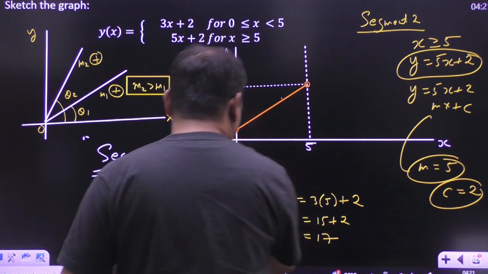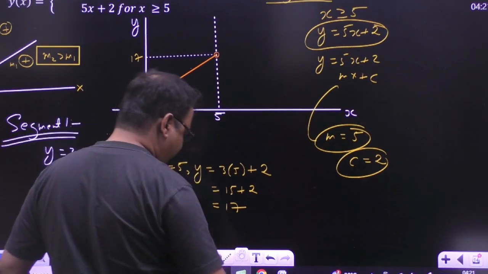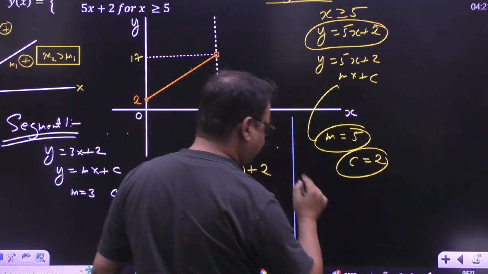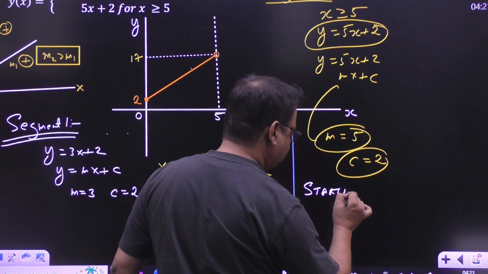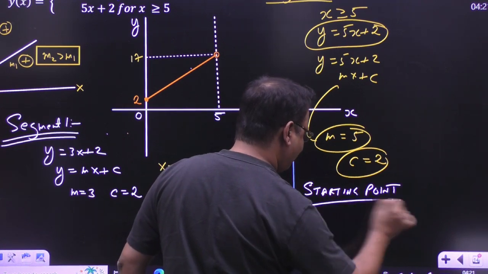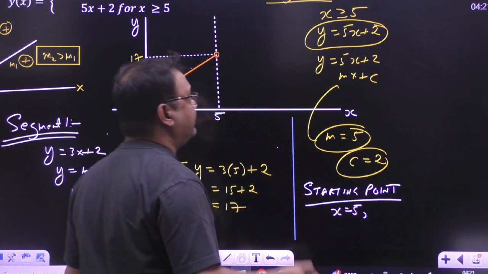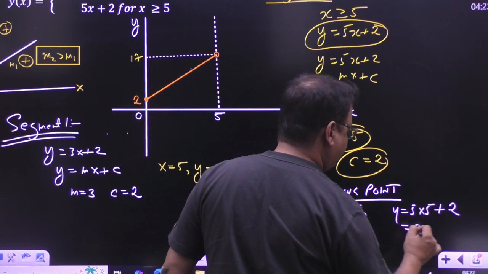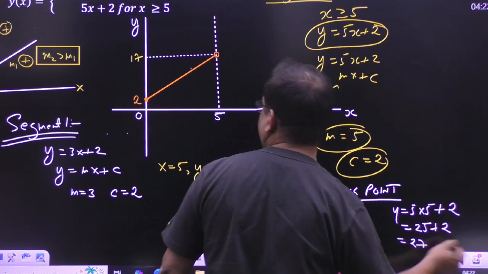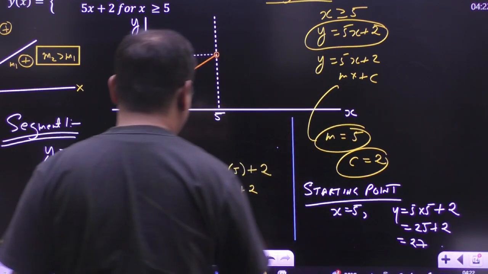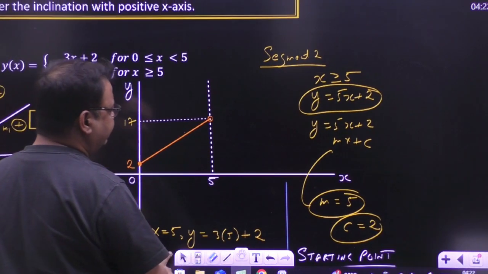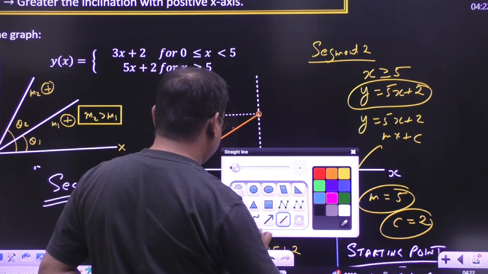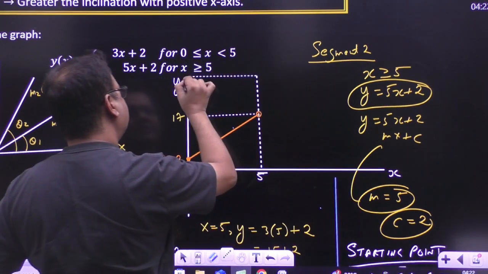Okay, so let's see where the graph will start. The initial point for segment 2, the starting point, because we have to mark the starting point. So when x is 5, that is the starting point for segment 2. So y will be 5 into 5 plus 2, so we'll get what? 25 plus 2, that is what? 27, correct? So you'll get a value of 27. So the graph is discontinuous in nature. Can you see? The graph has no continuity. So if this is 17, I have to make another point, 27.